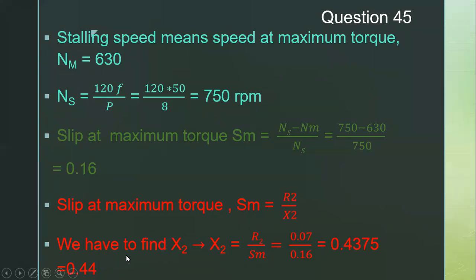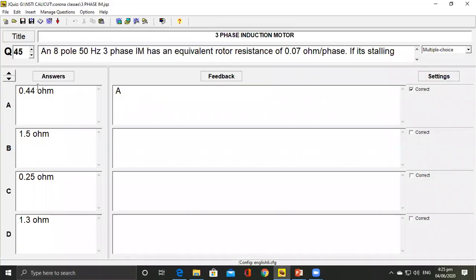So once again, stalling speed is given as 630, which means the speed at maximum torque. Then you have to find Ns. Ns is equal to 120f by P, you will get 750 RPM. Sm is equal to R2 divided by X2, so first find Sm using Ns minus Nm divided by Ns: 750 minus 630 divided by 750 gives 0.16. Then X2 equals R2 by Sm, 0.07 divided by 0.16 is 0.4375, approximately 0.44. Option A is our answer.